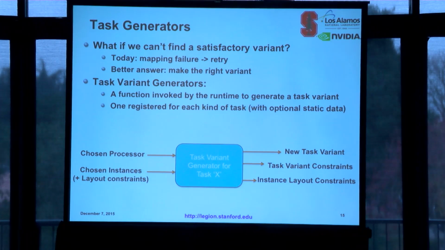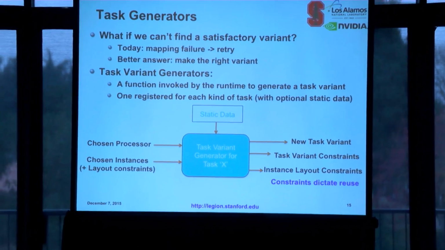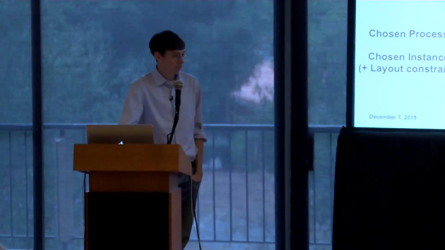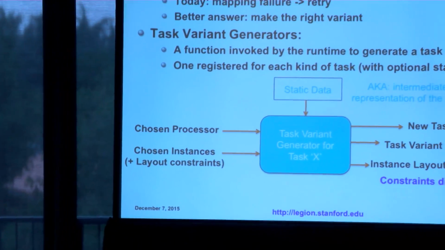So the runtime can now cache this task variant in a table and remember all the constraints that are necessary for using this task variant and allow you to reuse it over and over again in the future. And these constraints are what dictate the runtime's ability to reuse these task variants. Now, when you register these task variants, we're also going to allow you to register a little bit of static data associated with them that are inputs to this task variant generator. The way you should think of these is that this might be some intermediate representation of this task that describes the functional code for this task. And my task variant generator knows how to take this along with the constraints and generate a new functionally equivalent task variant for the runtime to use.